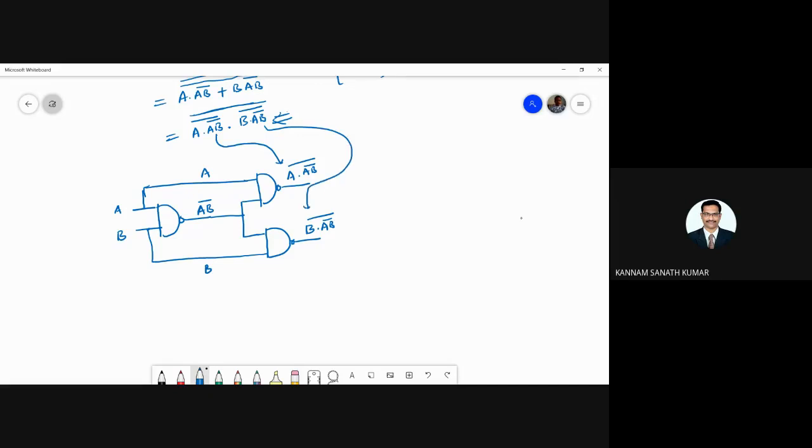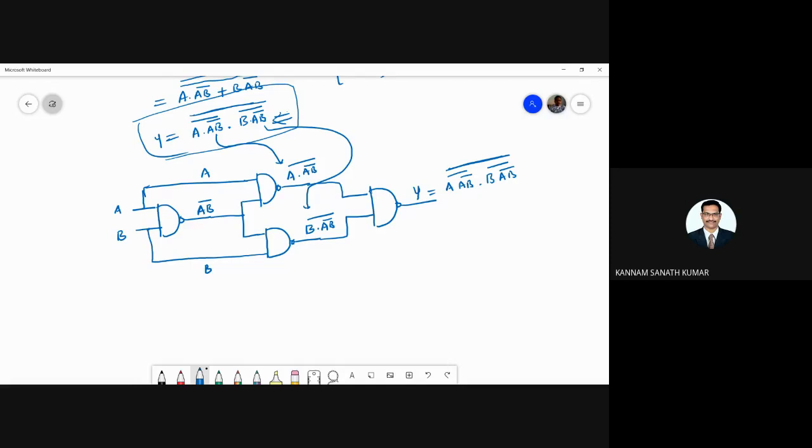Now what I should do? Again, we give it to one more NAND gate. So y equal to what? A into AB bar. So this is y. I'm using this expression: A into AB bar into B into AB bar, whole bar. So like this, you have to realize the given XOR gate by using only NAND gates.